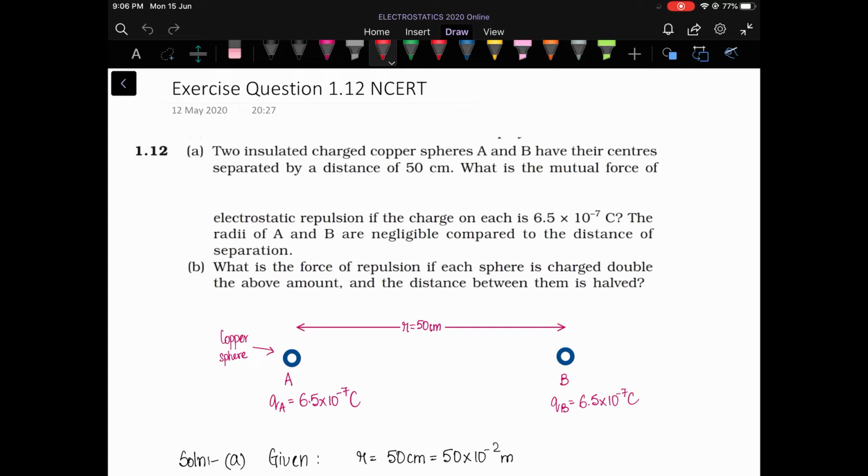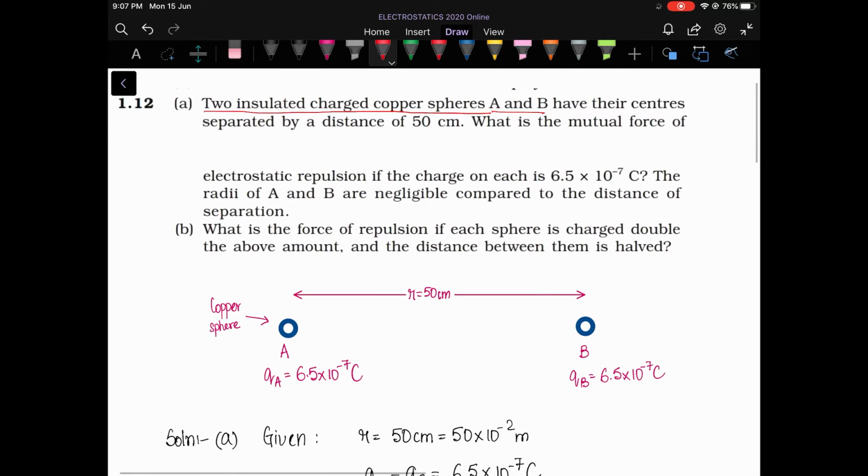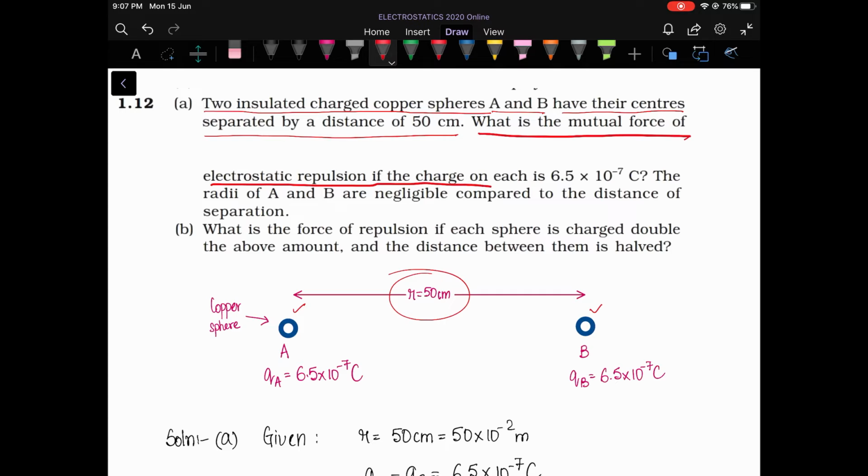The next question that we have is NCERT 1.12. The question says two insulated copper charged spheres A and B. So we have drawn here copper sphere A and copper sphere B. Have their centers separated by a distance of 50 centimeters. What is the mutual force of electrostatic repulsion if the charge on each is 6.5 into 10 to the power minus 7 coulombs? The radii of A and B are negligible compared to the distance between the separation.